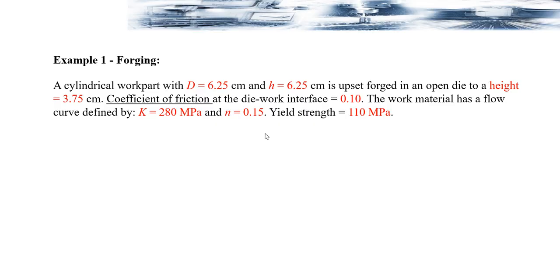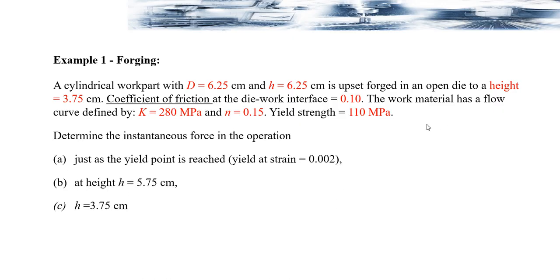So we'll try to solve this question once again in the same way. The yield strength is 110 megapascal. We need to find the instantaneous force in the operation when just at the yield point, where the yield strain is going to be 0.002. That's the first step, just when we start to compress the part. Then we'll reach the height of 57.5 millimeters, and then we'll reach the final height of 37.5 millimeters.